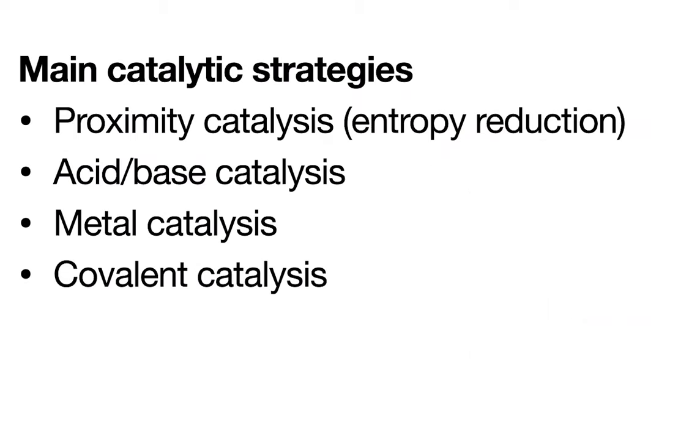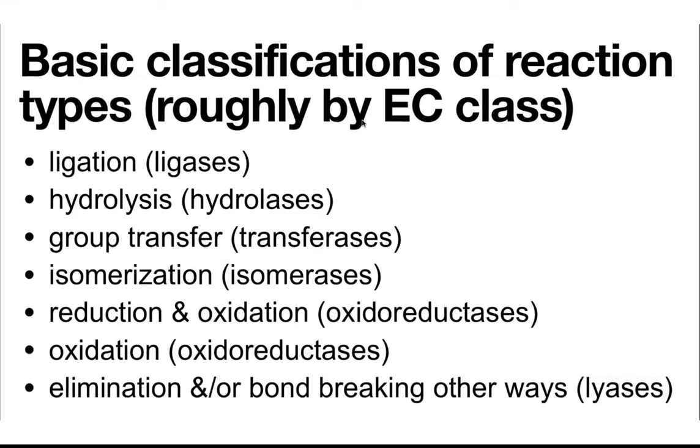Next lesson, we'll go back to our main catalytic strategies I briefly mentioned. We'll talk more about acid-base catalysis, as well as proximity catalysis, so holding things together, metal catalysis, when those metals get involved, and covalent catalysis, when we're actually forming bonds between the enzyme and the substrate that then get broken later. We'll also look at specific examples and talk about how we can classify enzymes based on the kind of strategies they use and the reactions that they catalyze.